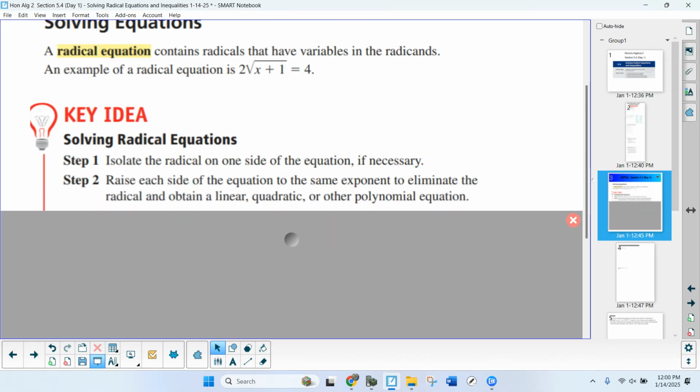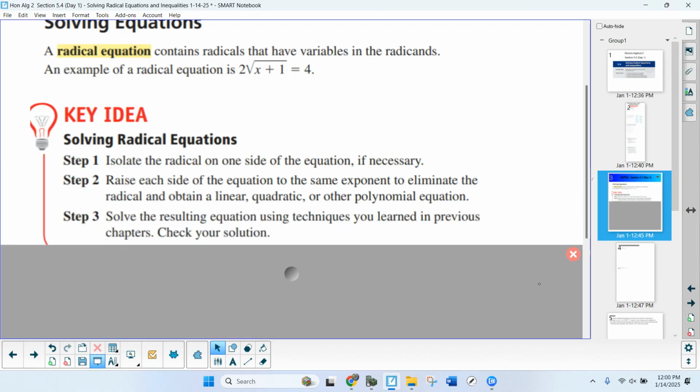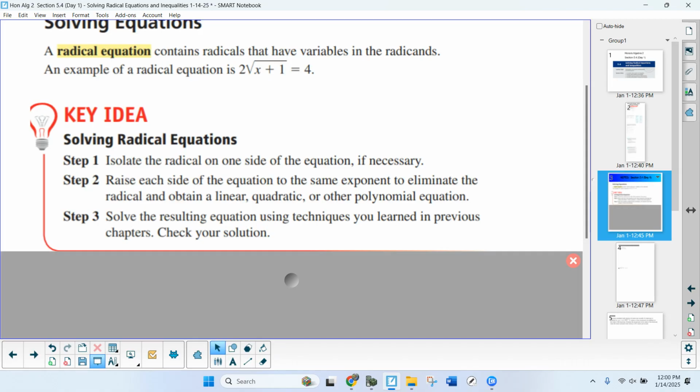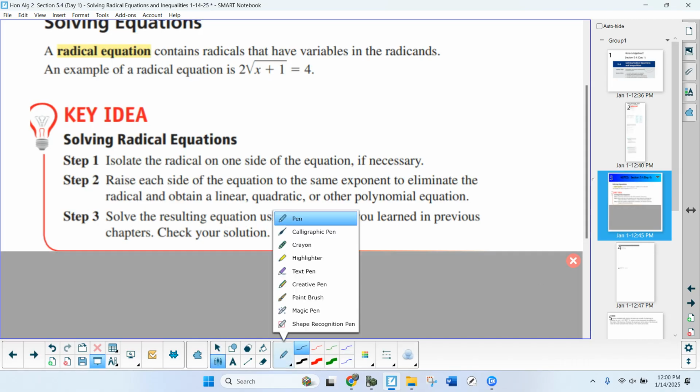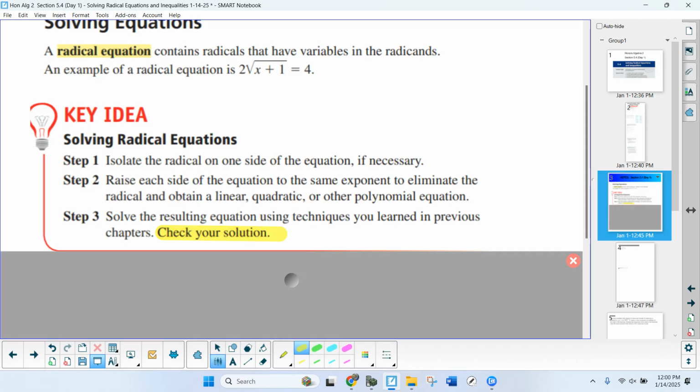Step 2, raise each side of the equation to the same exponent to eliminate the radical to get either a linear, quadratic, or other polynomial equation. Solve. This is huge. Check your solution. There are extraneous solutions that are created.